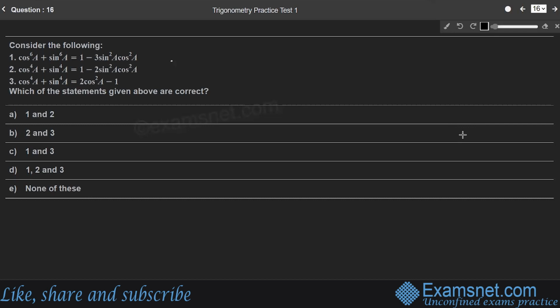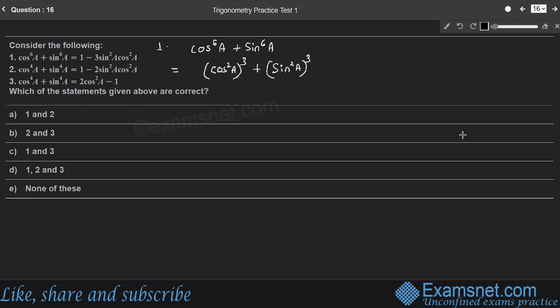Question number 16. Students, here are 3 equations given. You can consider these as statements also. Here the question is, which of the statements given above are correct? Right? So let us consider the first statement, statement A, or you can consider it as equation 1. So here we need to decide whether left hand side is equal to right hand side or not, right? So let us consider LHS. Cos raised to 6a plus sin raised to 6a. I'll write cos raised to 6a as cos square a to the power of 3 plus sin raised to 6a as sin square a to the power of 3.